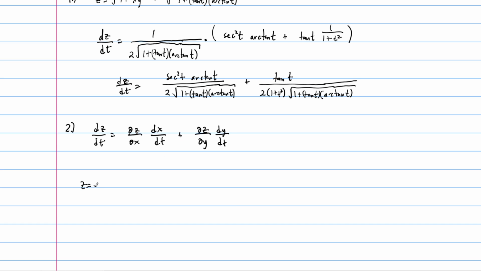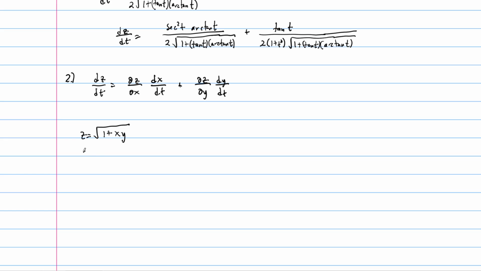Remember, z is the square root of 1 plus x times y. All right, so dz/dx is going to be a chain rule. We've already talked about the derivative of the square root, right? So it's going to be 1 over 2 square roots of 1 plus x times y, times the derivative of 1 plus x times y with respect to x. So in this scenario, we treat y like a constant. It hangs around. The derivative of x is just 1. So this is times y.